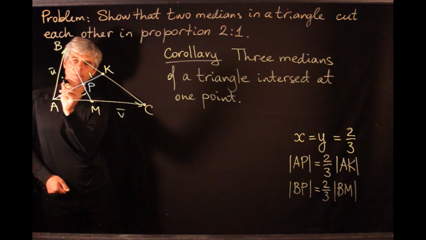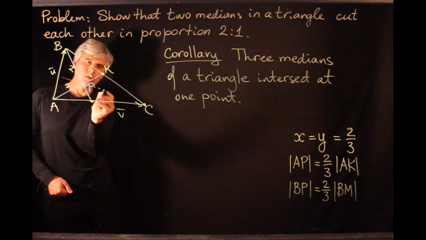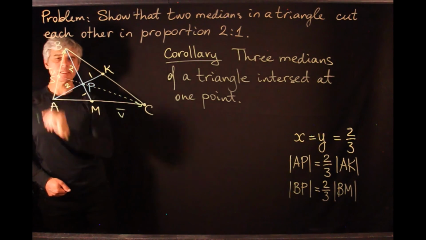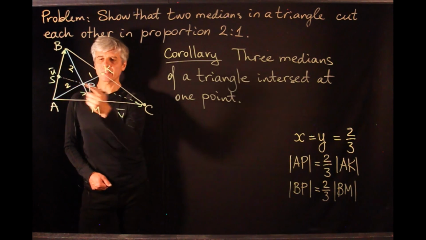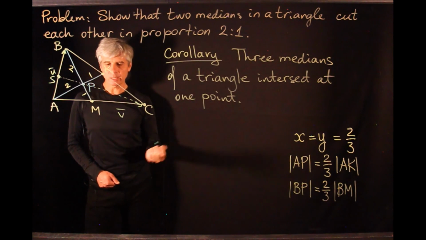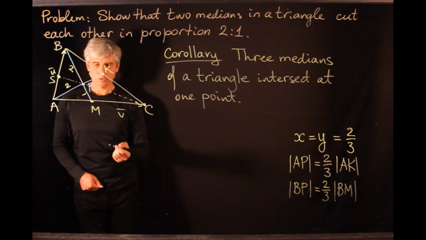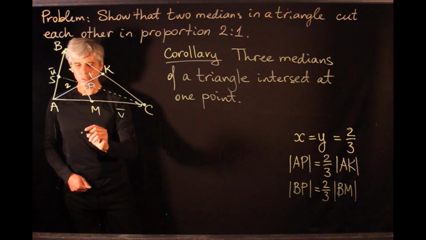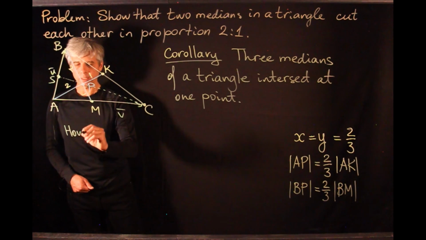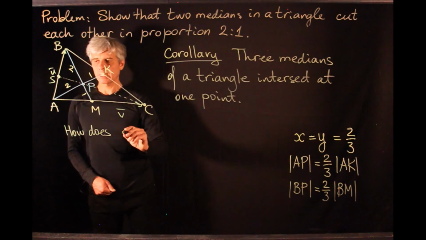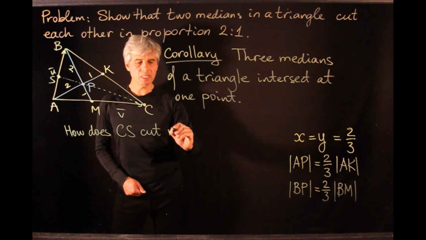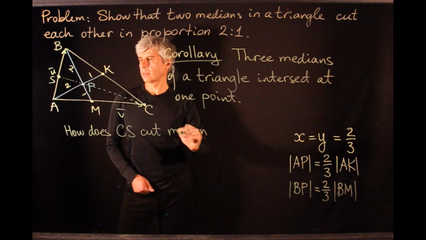So let's make a picture. If we draw the third median of a triangle, say CS, then we're claiming that this median will go through the point P. So indeed, how do we show this? We ask the following question. How does CS cut median AK?